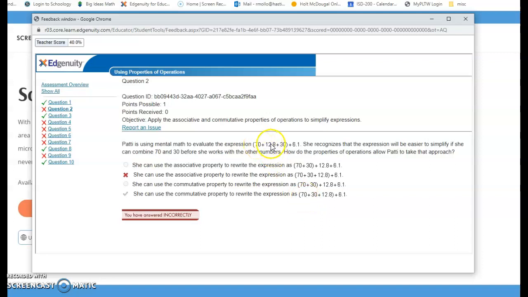Like this one has 70, 12.8, and 30, and this one has 70, 30, and then 12.8. That's going to be commutative because we just changed the order in which we do it, not necessarily what's in the parentheses. This third one would have been associative property because I completely changed what's in the parentheses. Here, 70 and 30 are in the parentheses. Here, 70, 12.8, and 30. So this one would have been the associative property because what's in the parentheses changed.